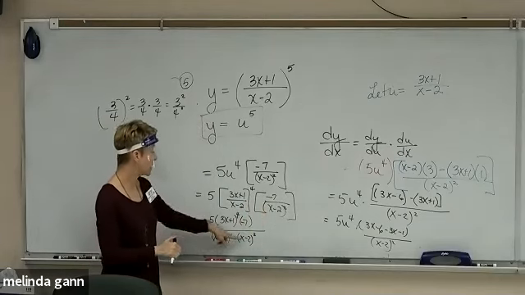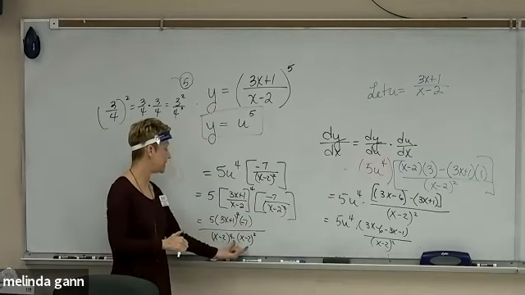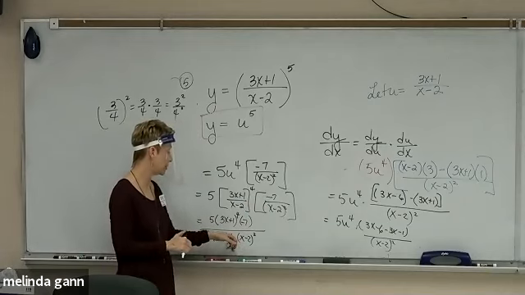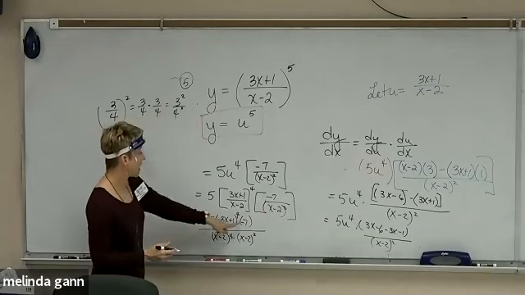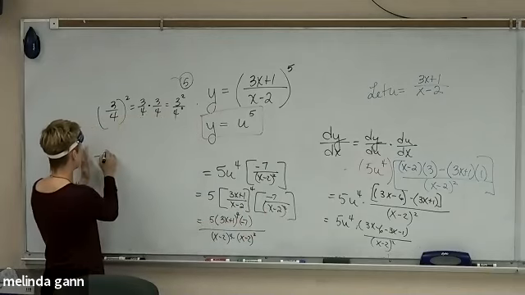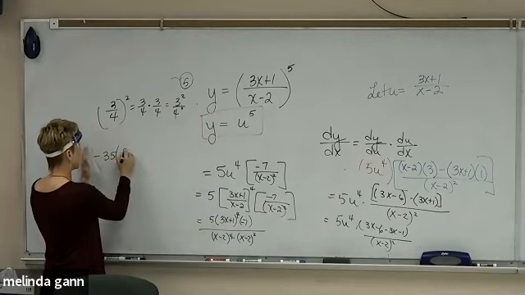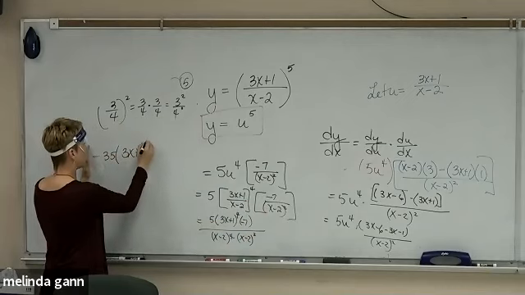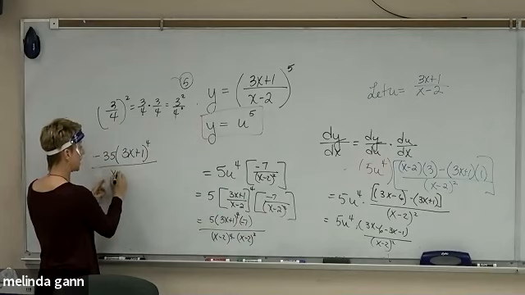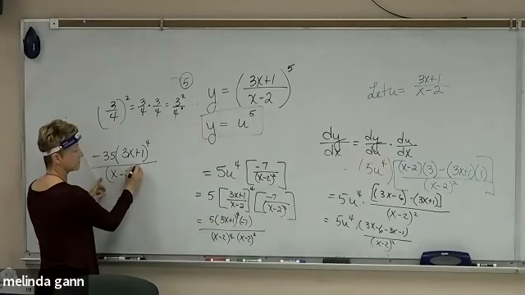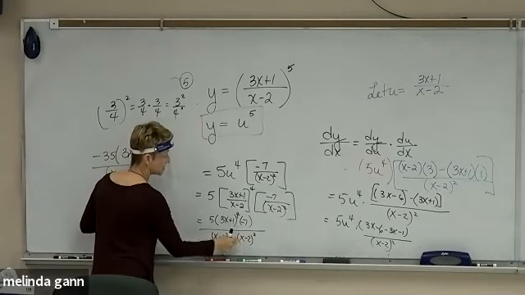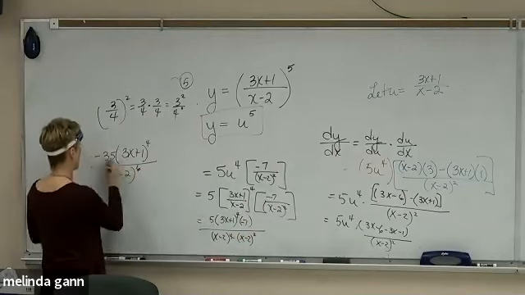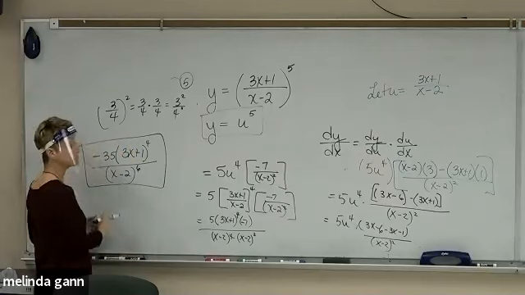Now, can I clean that denominator up? What happens when the bases match and you're multiplying? What do you do with those exponents? You add them. So I can do 5 times this -7 and get a -35. And I've got a (3x plus 1) to the 4th. And how many (x minus 2)'s do I have? What do I do with those exponents? Add them. 6 is right. There's my trick.